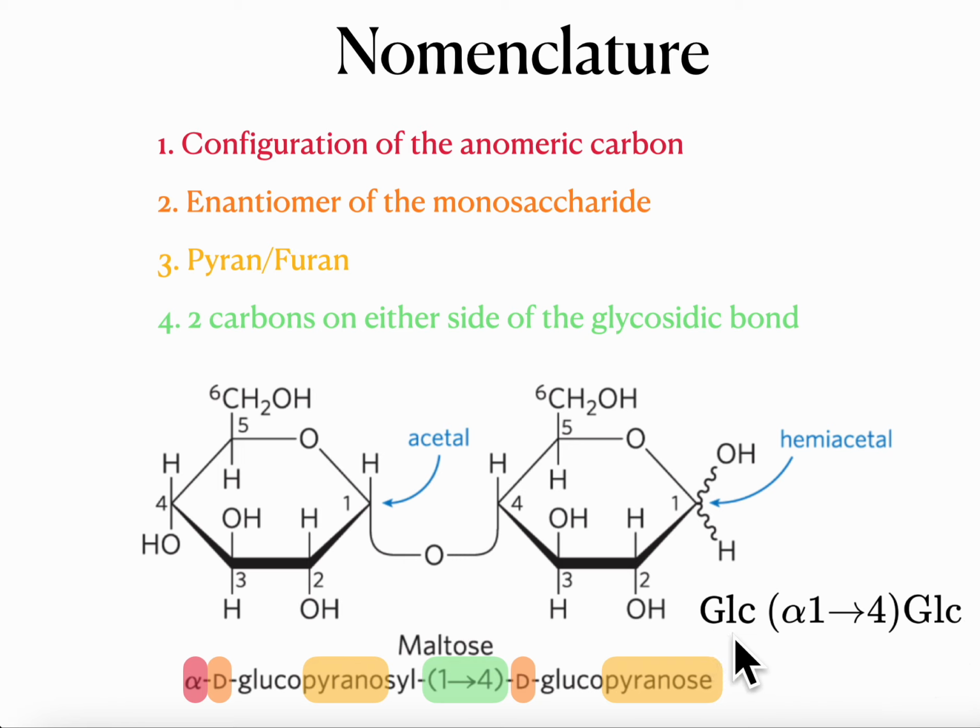And there's 2 glucose together, and the alpha dictates the configuration of the anomeric carbon on the glucose on the left. And then 1, 2, 4 again shows that it's the first carbon of the left glucose on the left side of the glycosidic bond, and the 4th carbon on the right glucose on the right side of the glycosidic bond.